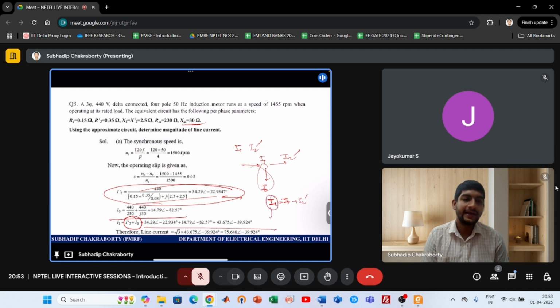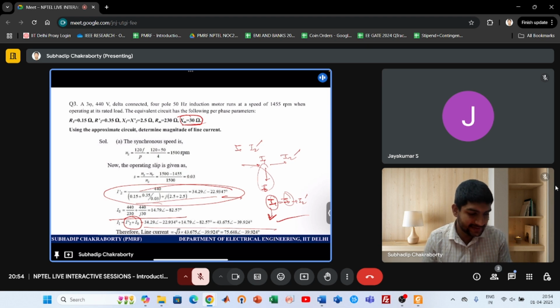And all the analysis will go from I1. But if I0 is not there, not specified, XM, then I1 and I2 dash are same. So if they have specified XM, don't neglect that and consider it, and then do all the analysis not with I2 dash, but with I1.